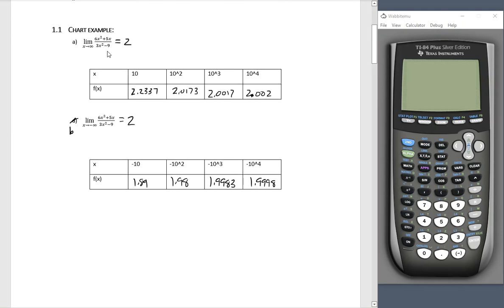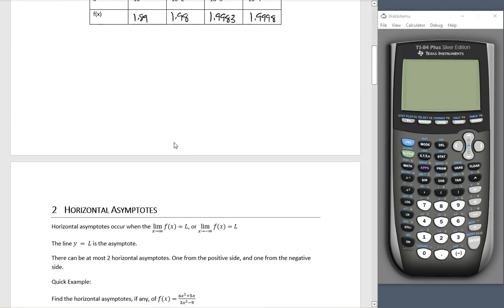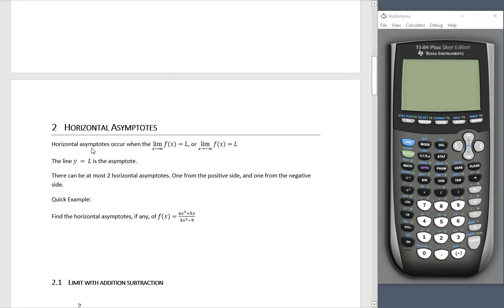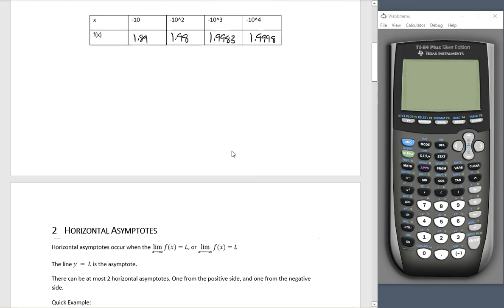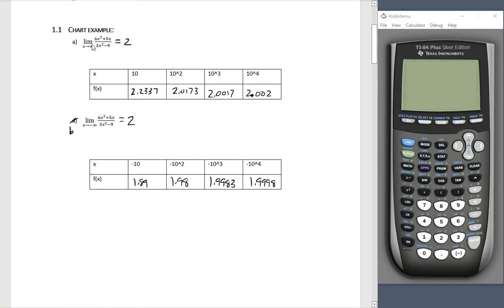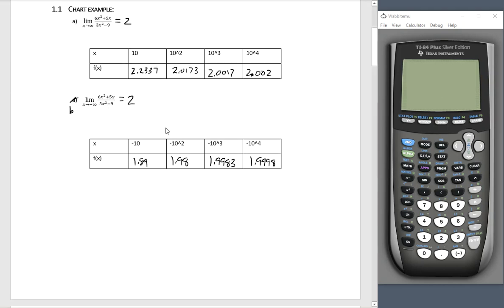There was the chart example we did. Okay, now horizontal asymptotes occur when the limit as x approaches infinity of f of x equals L, or the limit as x approaches negative infinity of f of x equals L. And that's exactly what we found here. The limit as x approaches infinity of this function is 2, and the limit as x approaches negative infinity of this same function is also 2.